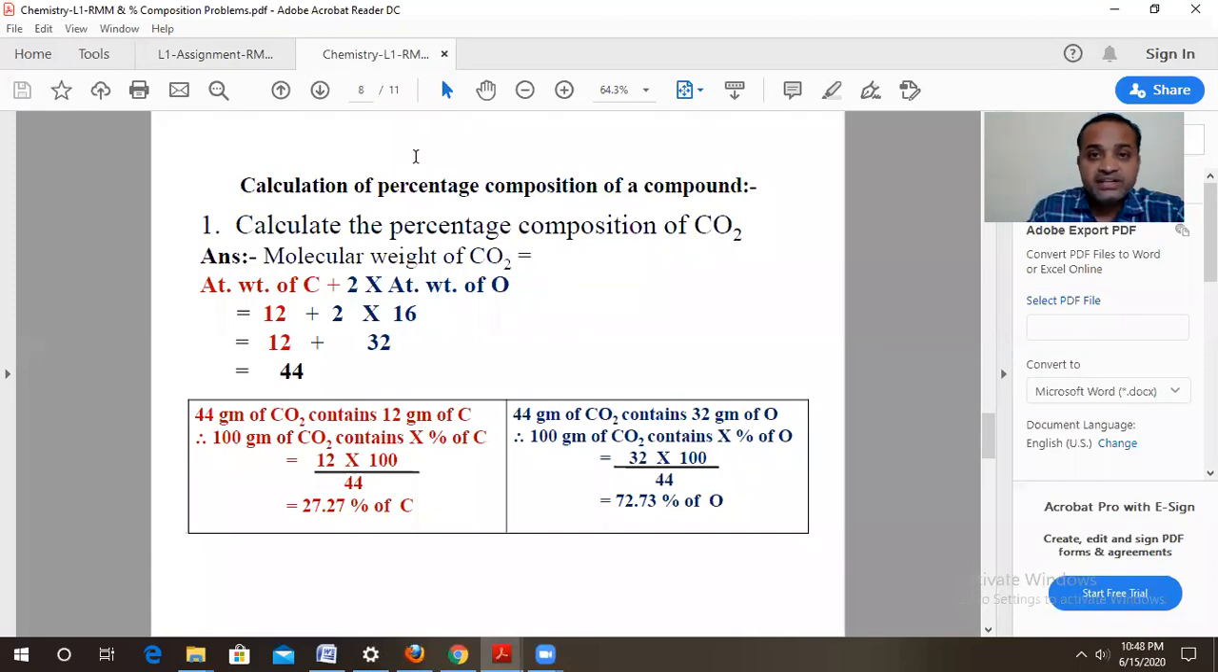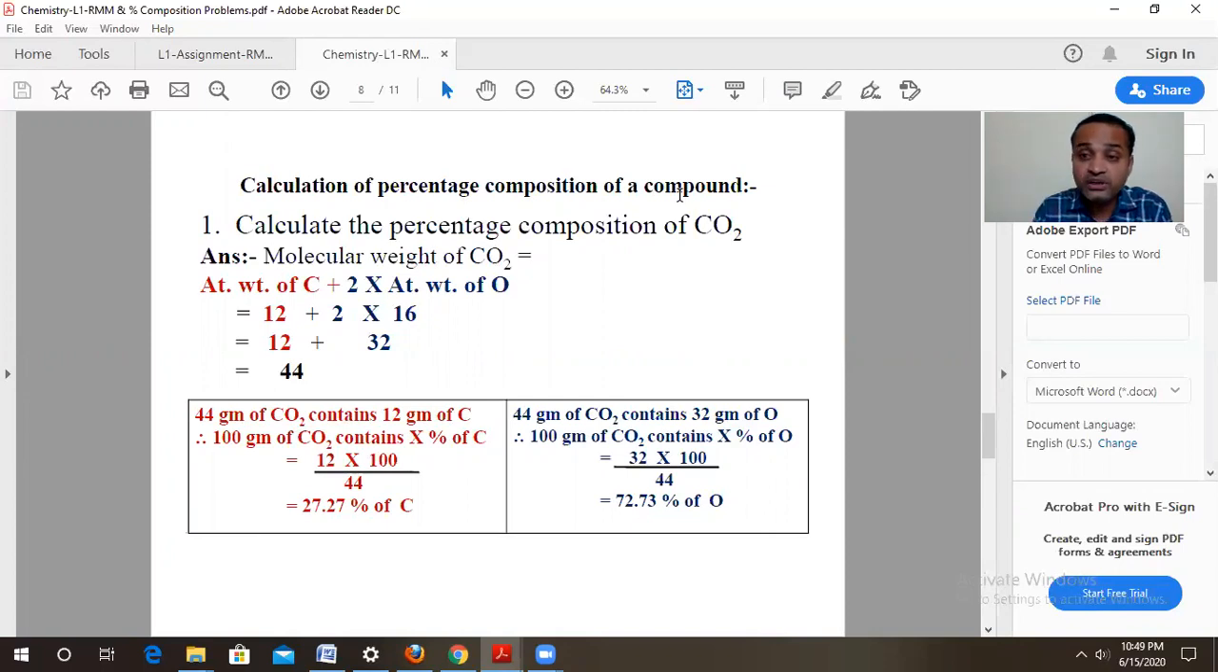Now, dear friends, the next type of problem: calculation of the percentage composition of a compound. Very clear. Firstly, we know the method of finding the relative molecular mass, or simply the molecular mass, of a compound. The molecular mass of a compound is the sum of the masses of all the atoms. We have found that the relative molecular mass of carbon dioxide is 44.